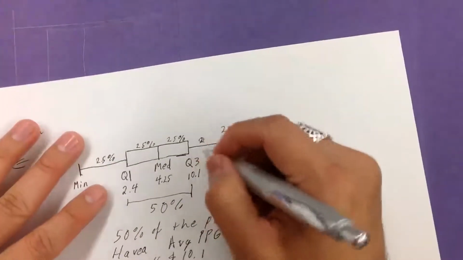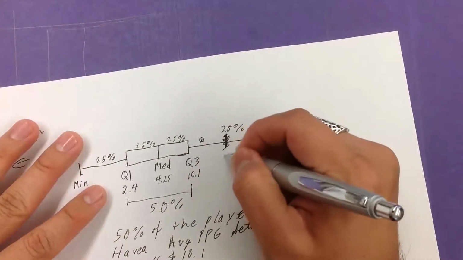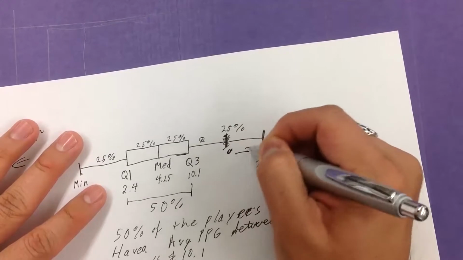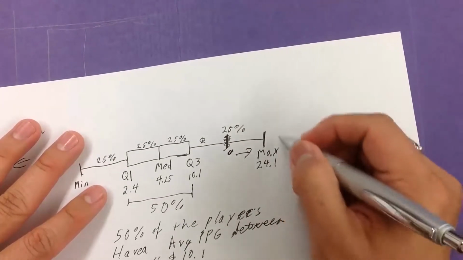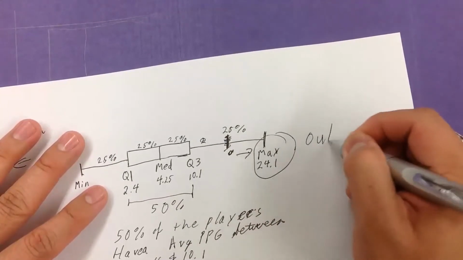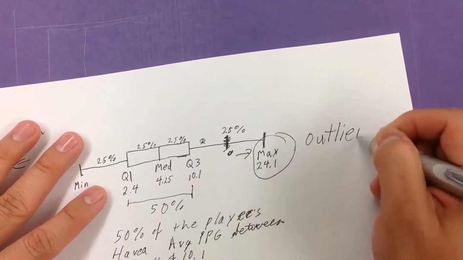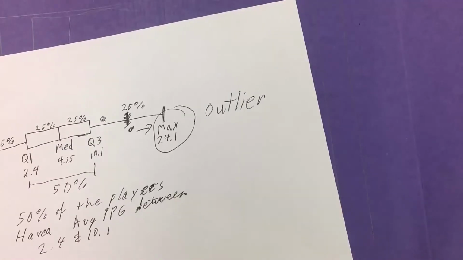So if we look at this, that's going to be a number that appears right around here. Anything to the right of that is an outlier, and this happens to be an outlier. So 24.1 is an outlier, so we're going to have to actually say that. So I'm all done here. I'll talk to you later.